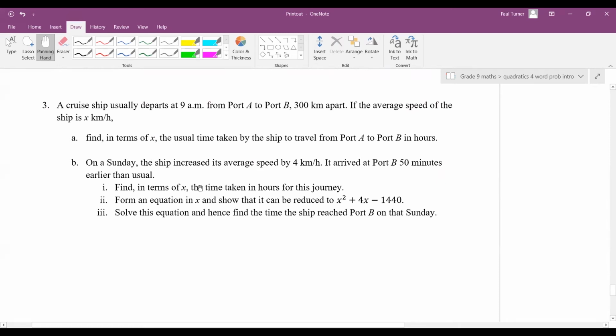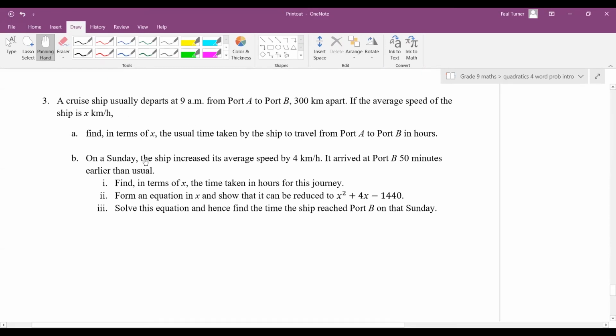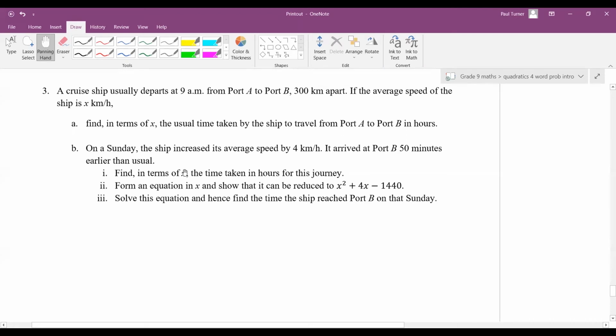It's actually more set out for you to do the problem. It's been set out in a way that will help you get your equation at the end. So let's look at our question. We got a cruise ship, which usually departs at 9 a.m. from port A to port B, which are 300 kilometers apart. If the average speed of the ship is X kilometers per hour. So let's just think about a picture of our ship going from A to B.